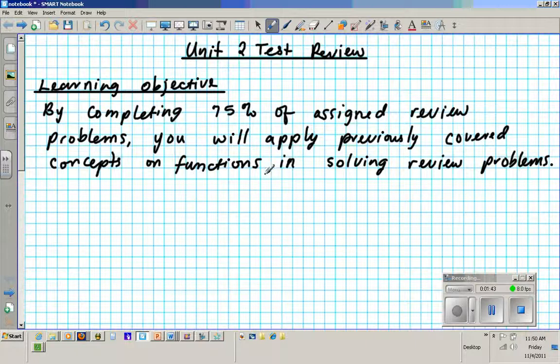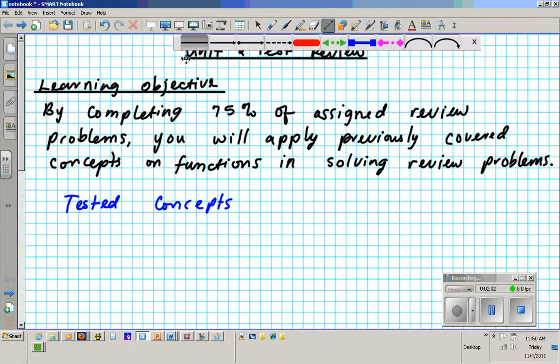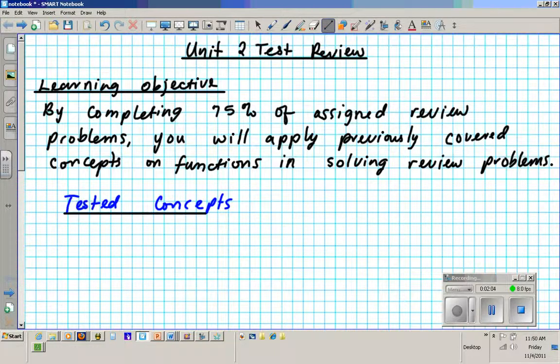Okay, these are the concepts that are going to be tested on the upcoming chapter test. Just in brief, these are the concepts that I'm going to test you on, so you can focus your energy on the areas that you need help the most. So these are the tested concepts.